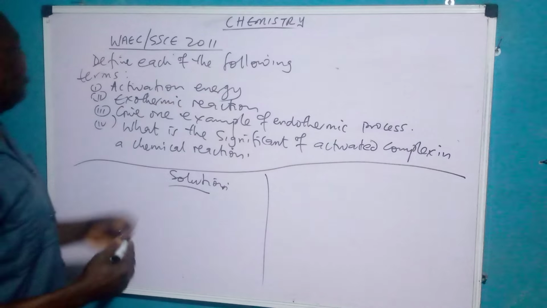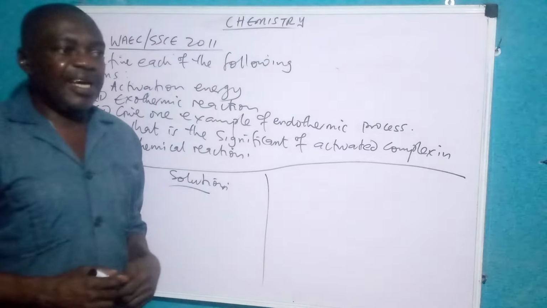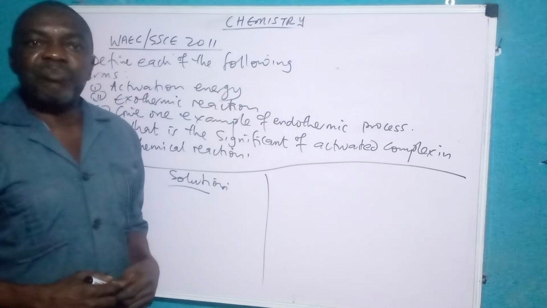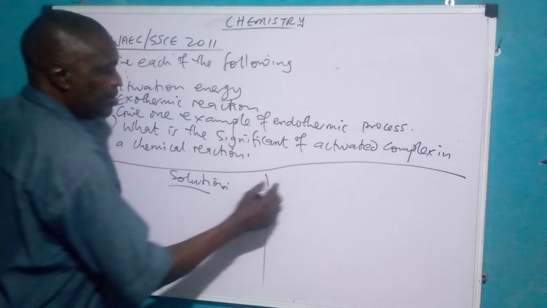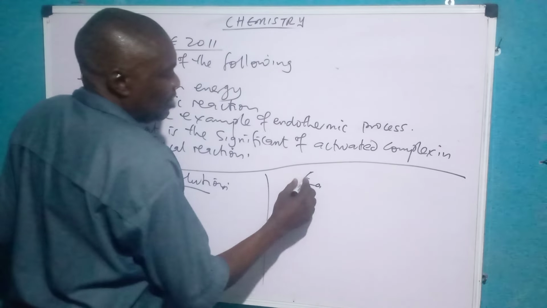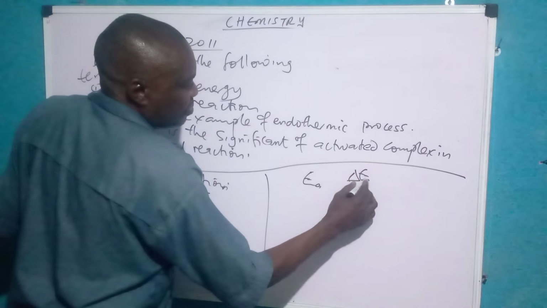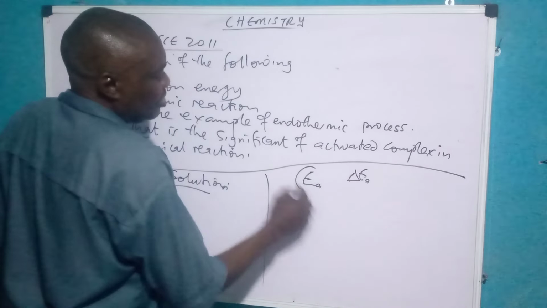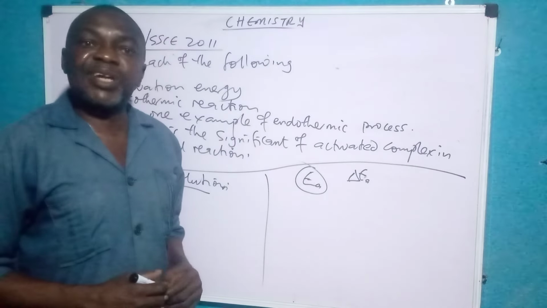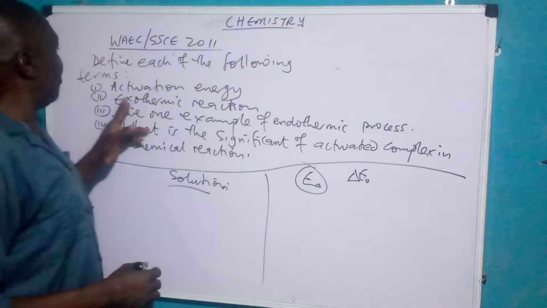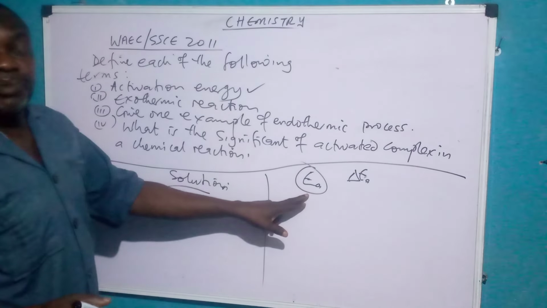So you can see, what is activation energy? Activation energy is the minimum amount of energy which a reaction requires before it can take place. The symbol for activation energy is usually EA. But when you are talking about change in activation energy, you now put delta EA. So this is the symbol for activation energy, and remember, as I said, it is the minimum amount of energy required for a reaction to occur.